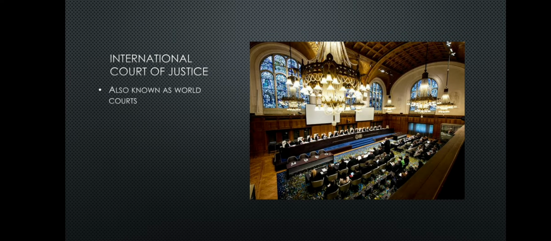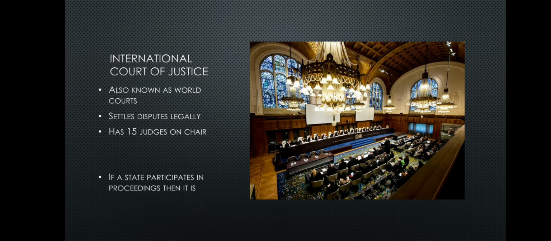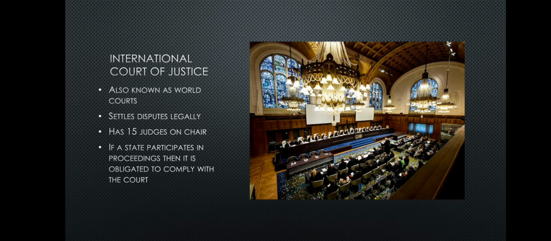Moving on, next we have the International Court of Justice. It is also known as the World Court, and it settles disputes between states in accordance with international law and gives advisory opinions on international legal issues. It is a panel of 15 judges elected by the General Assembly and the Security Council for a term of 9 years. Its official working languages are English and French.